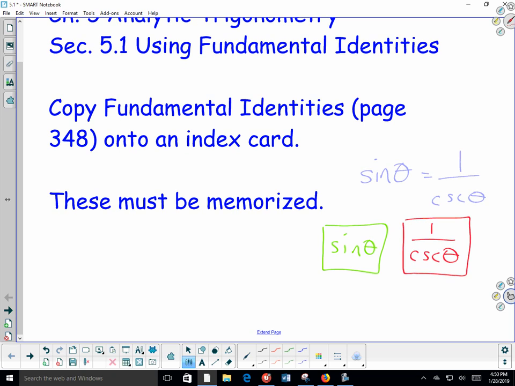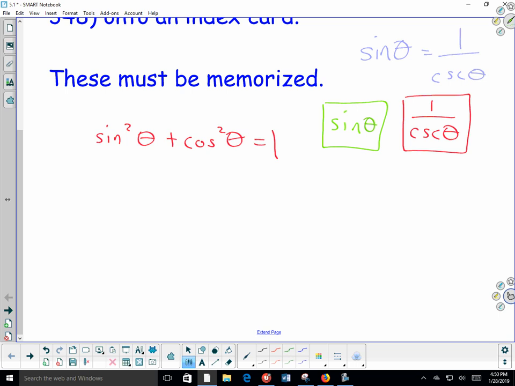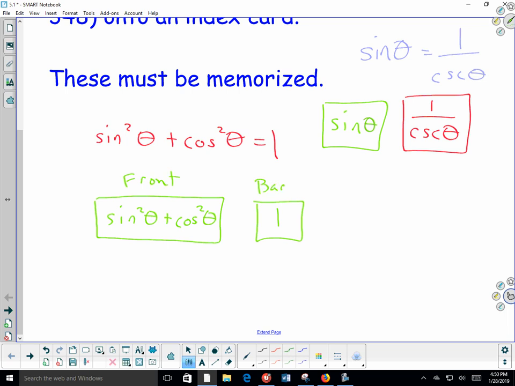For the trig identity sine squared theta plus cosine squared theta equals 1, I really want you to make 3 flashcards out of this one. I want the front on one of them to be sine squared plus cosine squared of theta, and the back would just say 1. And then the front and back can be flipped. But I do want you to get 2 more identities out of this same identity.